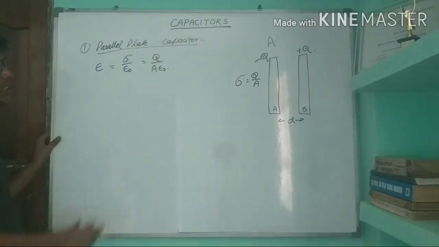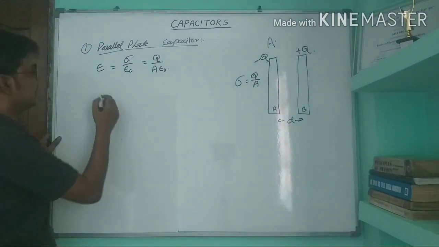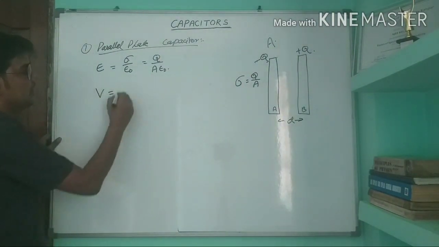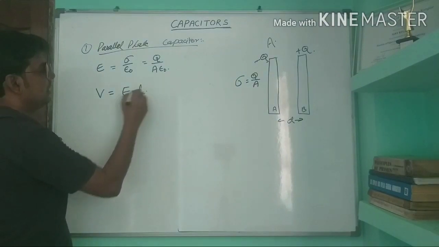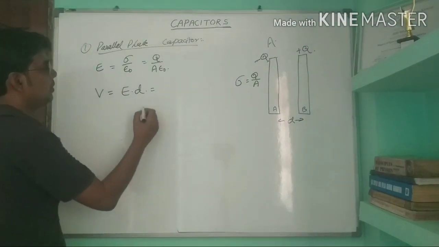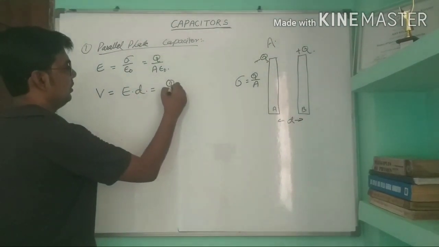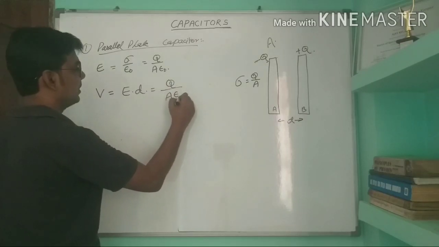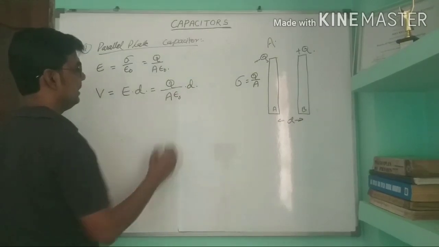Now what will be the potential difference between these two plates? The potential difference V is equal to E into d. So it will be equal to Q by A epsilon 0, into d.